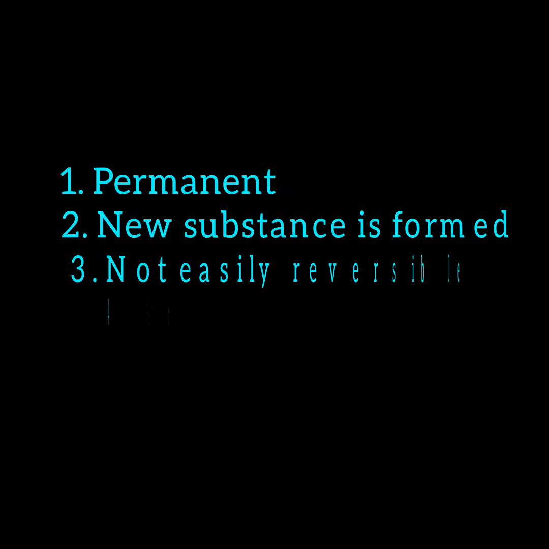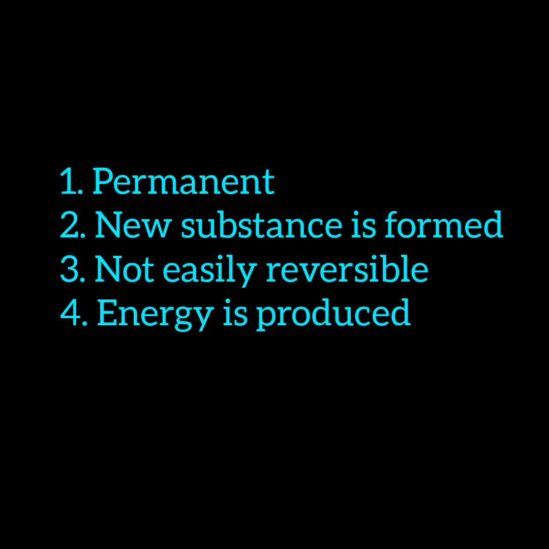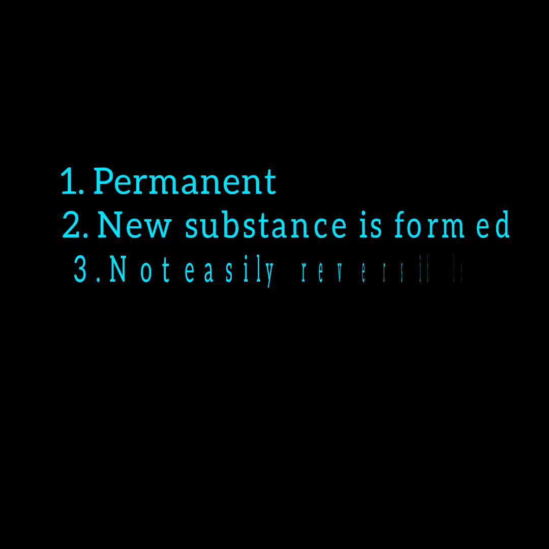Let us see what are the characteristics of chemical change. First one is it is permanent. Second one, new substance is formed. Third one, not easily reversible. And fourth one is energy is produced. That means during a chemical change, either heat or light or sound is produced. So the examples are all burning processes, all cooking processes, fermentation process. All these are examples of a chemical change.